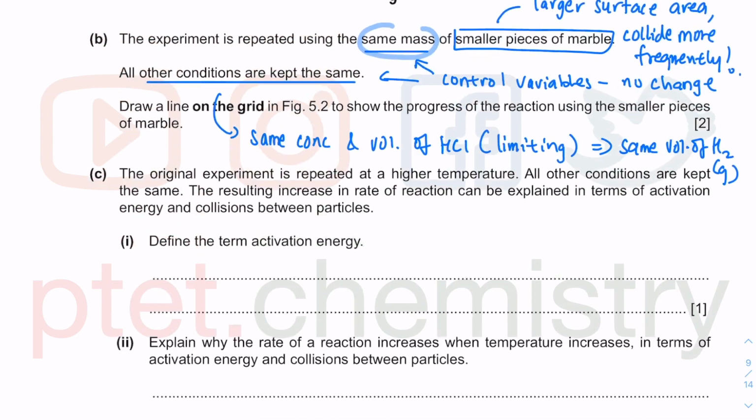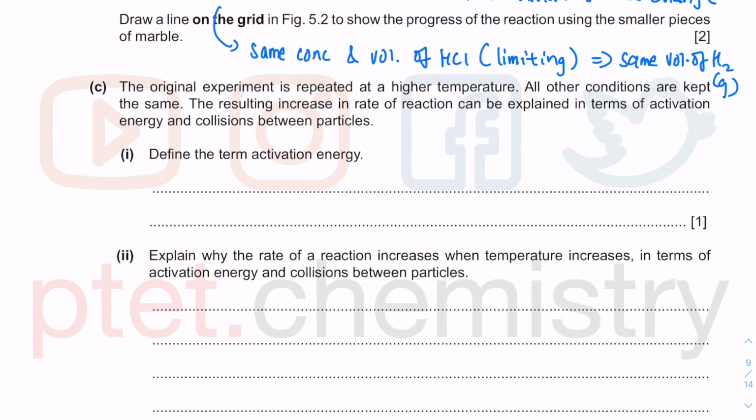Part C, the original experiment is repeated at a higher temperature. All other conditions are kept the same. And then we talk about the rate of reaction being explained in terms of activation energy as well as collisions between particles. So this is collision theory.